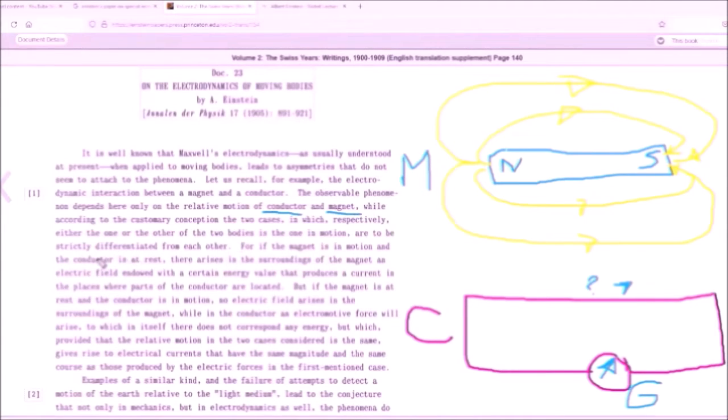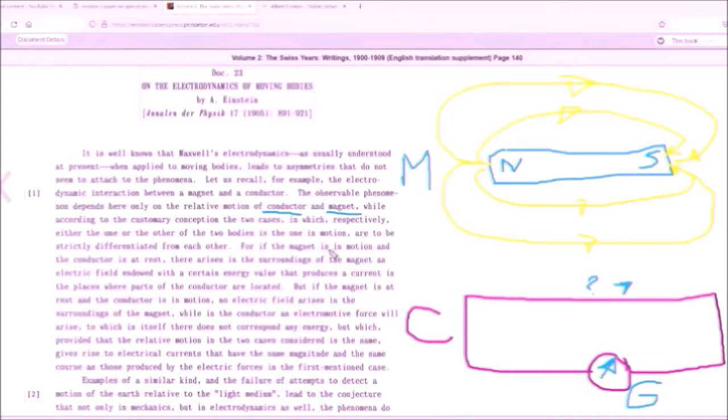While according to the customary conception, the two cases in which respectively either the one or the other of the two bodies is in motion are to be strictly differentiated from each other. What does that mean? It means if you move one or the other, they're supposed to be differentiated, which means the effect is not the same.